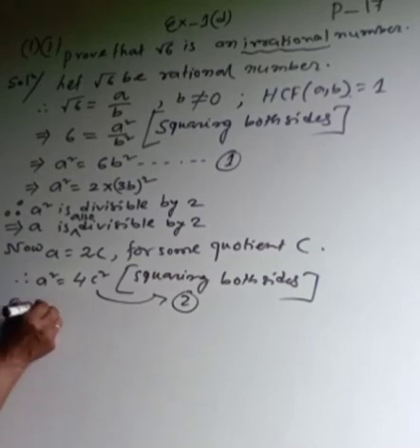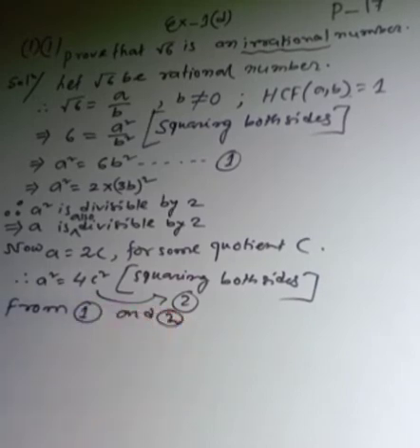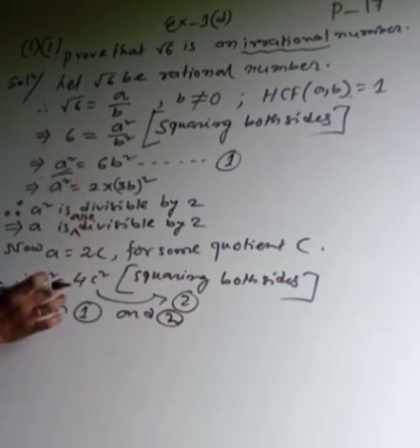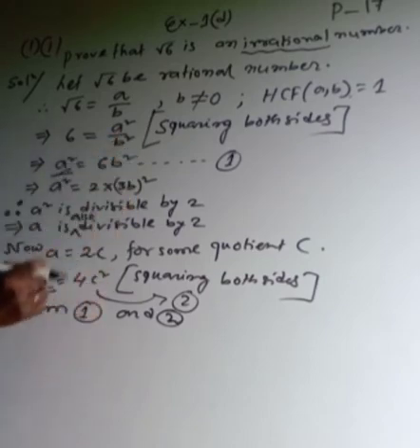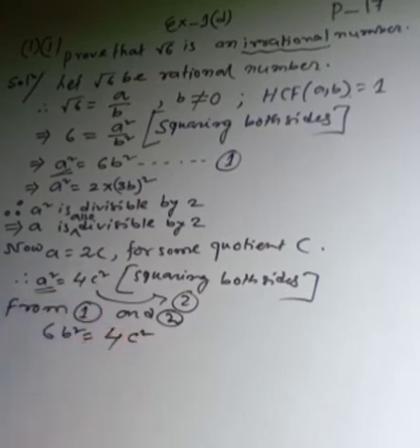Now from 1 and 2. 1 means what? a square equal to 6b square. And equation 2 means what? a square equal to 4c square. We can see a square and a square, the left side is the same. If the left side is the same, then the right side will also be the same. So we can write it like that: 6b square equal to 4c square.